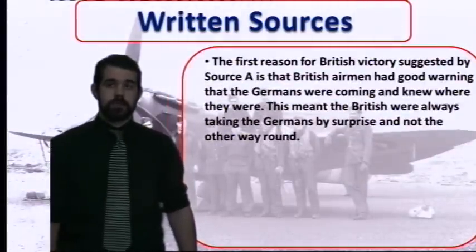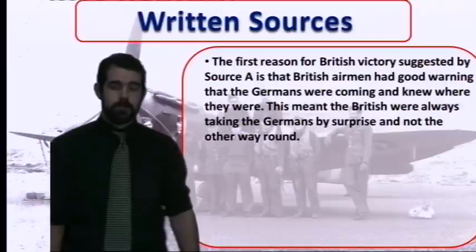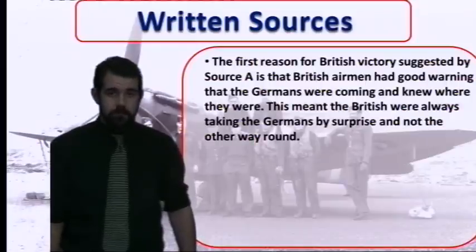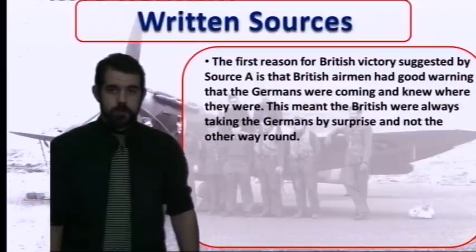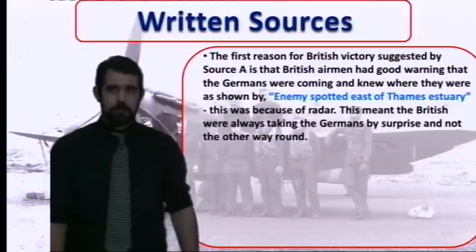So, the first reason for British victory suggested by source A is that the British airmen had good warning that the Germans were coming and they knew where they were. This meant the British were always taking the Germans by surprise, not the other way around. That's a developed inference. It's not supported by the source though. I need to add this to make it supported by the source. Enemy spotted east of the Thames Estuary, and I can point out that they know that because of radar.